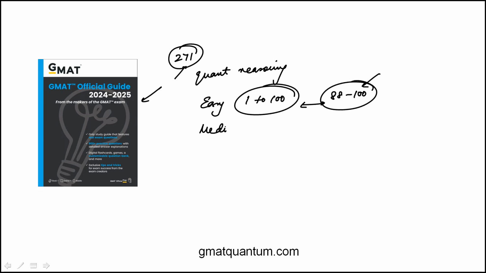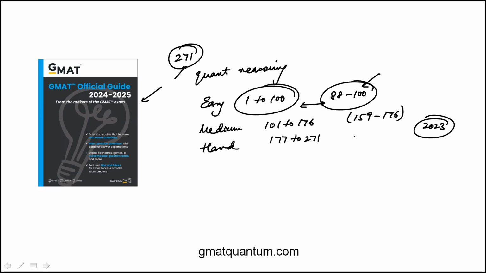Then you have the medium category that falls from 101 to 176, and the new questions. And again, when I say new, that's relative to last year's, the 2023 official guide. And then finally, you have the hard category that goes from 177 to 271, and the new ones are 260 to 271.